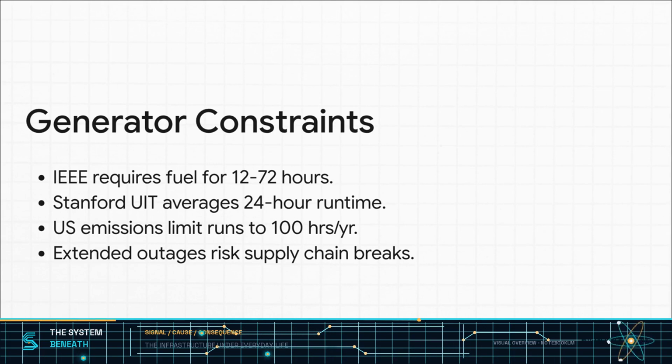Plus, in the US, emissions regulations often cap diesel generator usage and testing to just 100 hours per year. And think about this. If a grid outage lasts for days, you are entirely dependent on the diesel supply chain. You're basically hoping fuel trucks can navigate through traffic in a potentially powerless city. So yeah, physical power has hard limits.